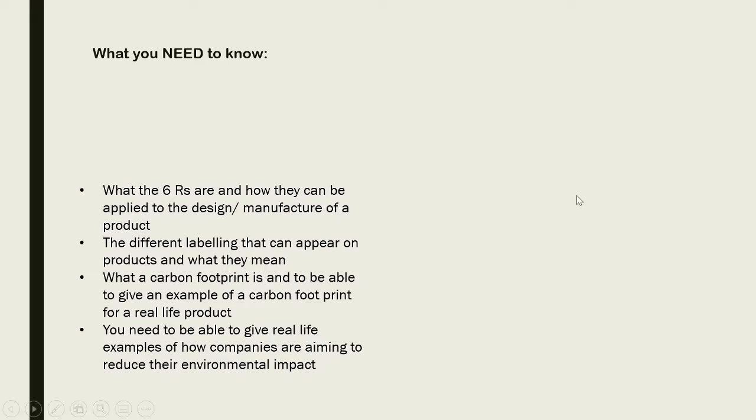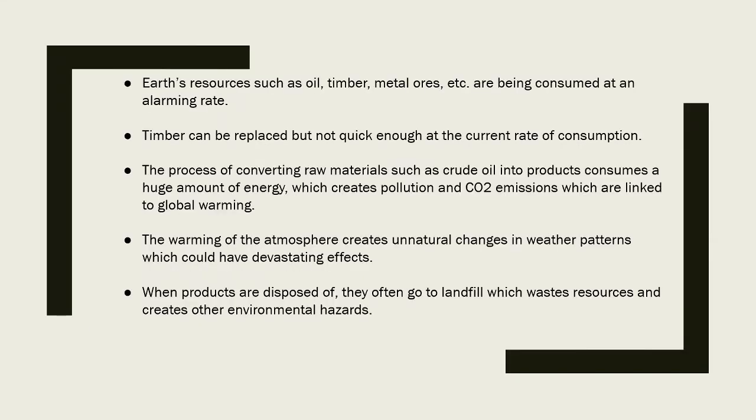I imagine the 6 R's is something you're familiar with, and some of it may be a little bit newer to you. So first of all, earth resources such as oil, timber, and metal ores are all being consumed at a very, very quick rate. Timber can be replaced, but not quickly enough at the current rate of consumption. The process of converting raw materials such as crude oil into products consumes a huge amount of energy, which creates pollution and CO2 emissions, and those of course are linked to things like global warming.